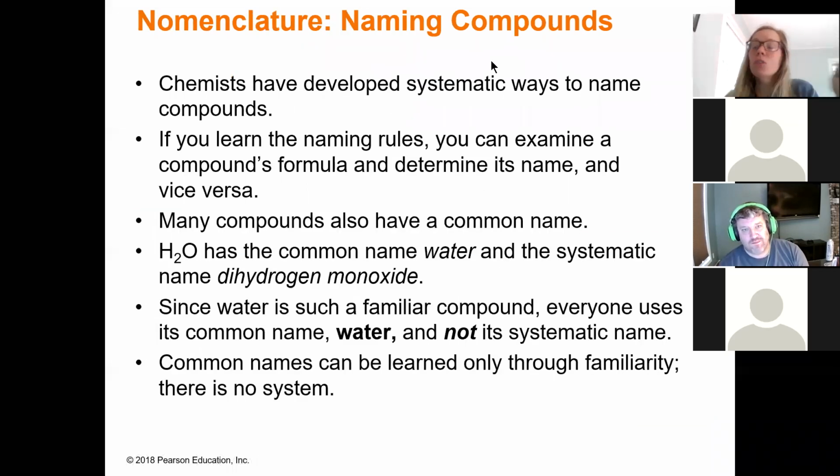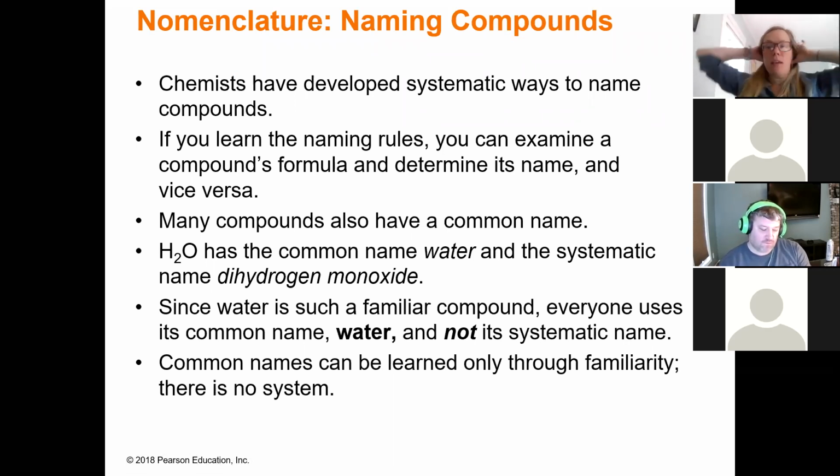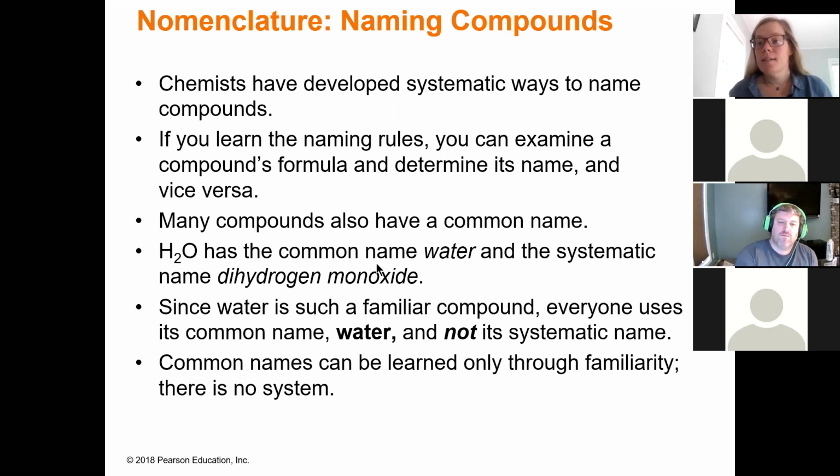So you guys can write the formulas now. We're going to talk about naming, which is sometimes called nomenclature. Nomenclature is just a fancier way of saying naming. So chemists have developed a very systematic way to name compounds because there are so many compounds. Trying to learn every compound's everyday name would be insanity, right?